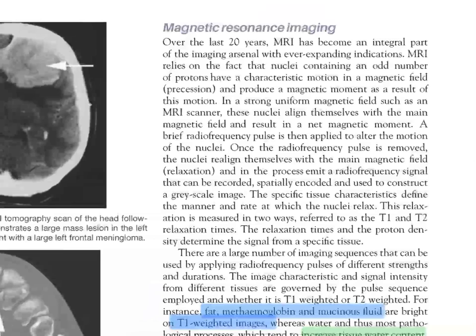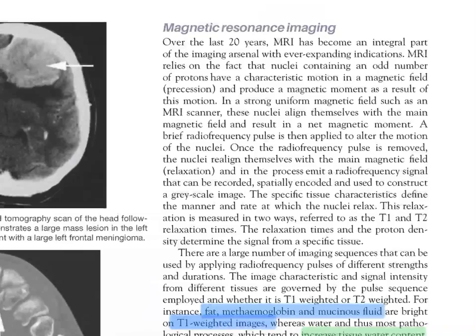A brief radio frequency pulse is then applied to alter the motion of the nuclei. Once the radio frequency pulse is removed, the nuclei realign themselves with the main magnetic field, relaxation, and in the process emit a radio frequency signal that can be recorded, spatially encoded and used to construct a grayscale image. The specific tissue characteristics define the manner and rate at which the nuclei relax. This relaxation is measured in two ways, referred to as the T1 and T2 relaxation times.